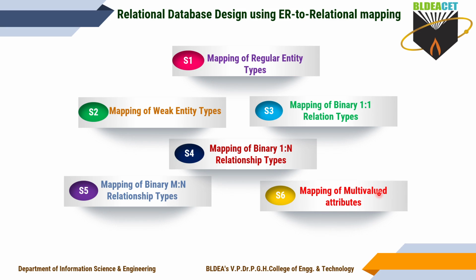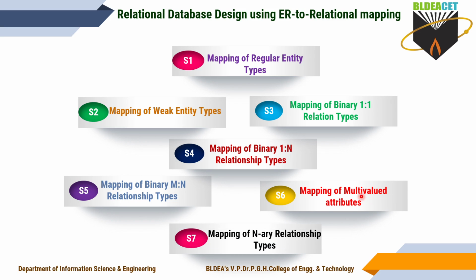As I told earlier, the relational data model doesn't support multi-valued attributes, because in the relational data model the domain must be atomic. Domain must be atomic means what? It doesn't support composite and also it doesn't support multi-valued attributes. Then how do you map the multi-valued attributes of the conceptual data model into the relational model? Let's see. That is your step 6.